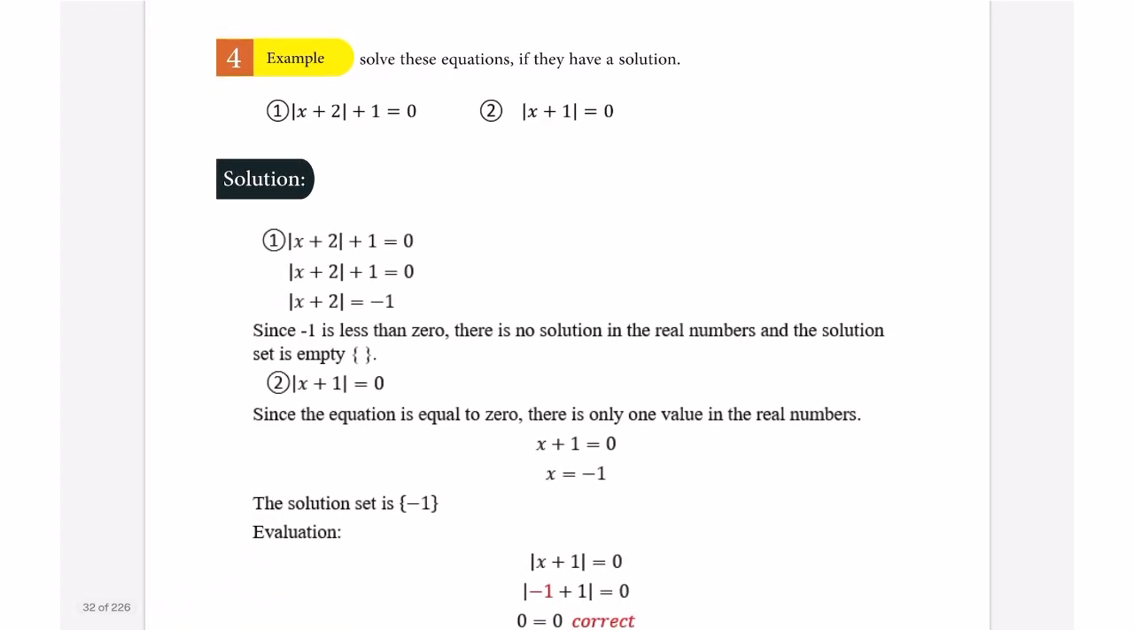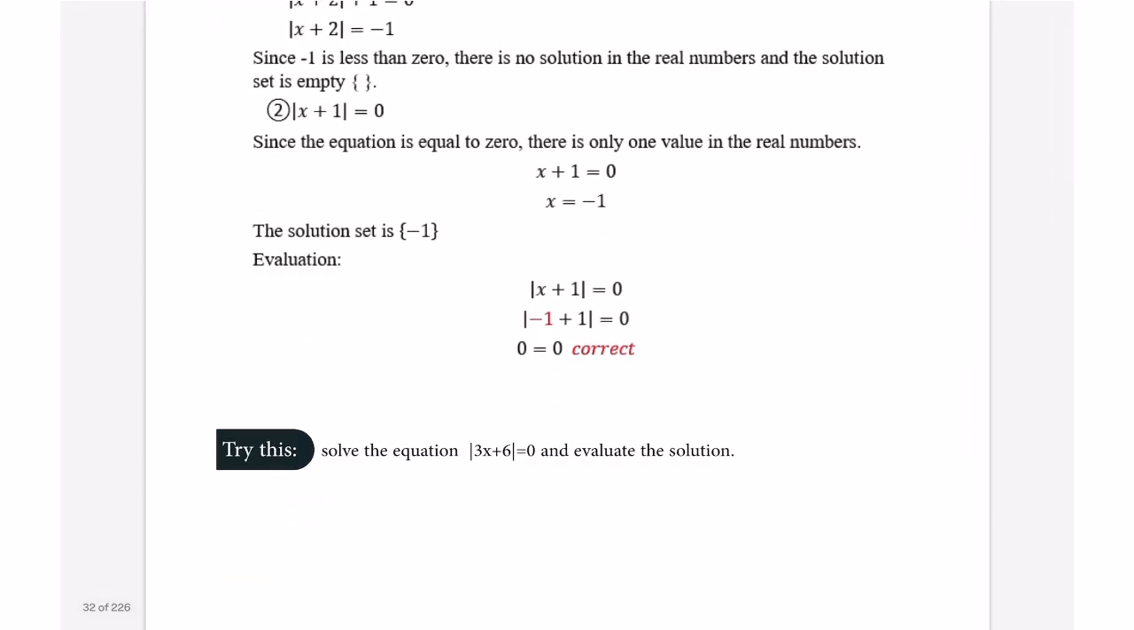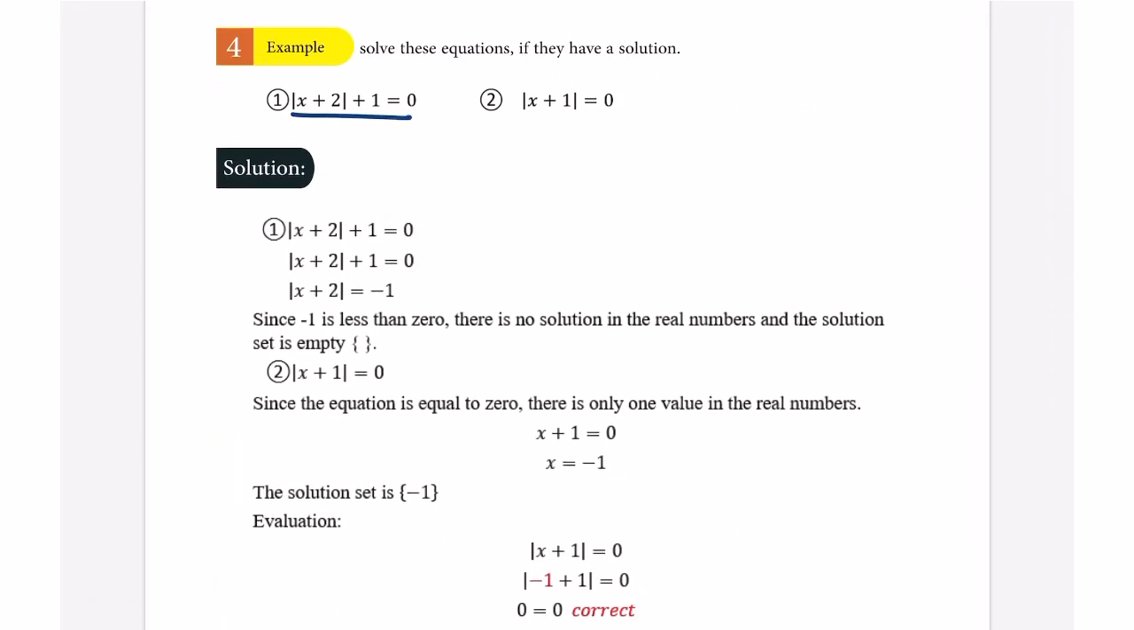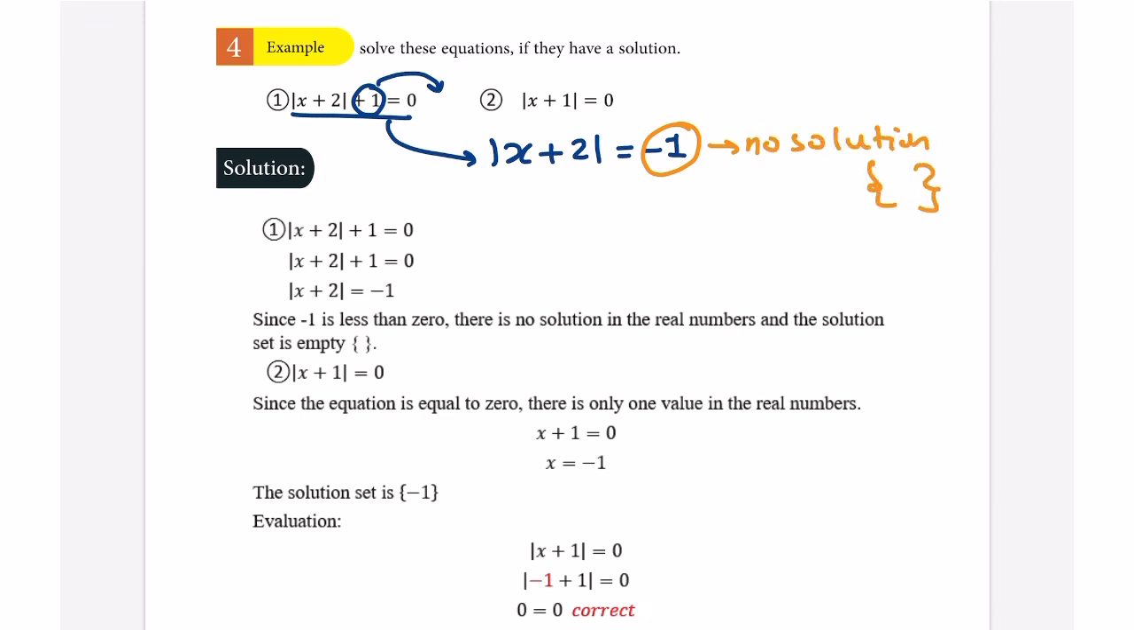Now we have the following question here. Again, the title is not correct. You should, for example, say solve each equation if possible, not if they have a solution. Possible means that you have an idea or have an answer. What you've got to know is that when you have a situation like that, you don't need to do anything else. You just put this one to the other side. You get x plus 2 equals -1. Because this is negative, you already say no solution, and the solution will be an empty set, okay? For this one, you get 1 because this is 0.